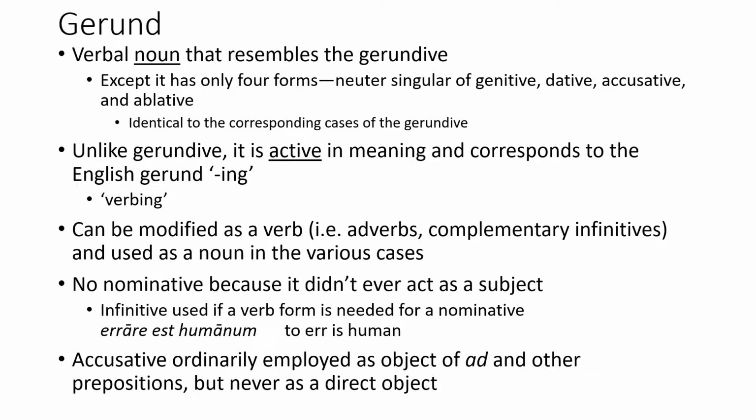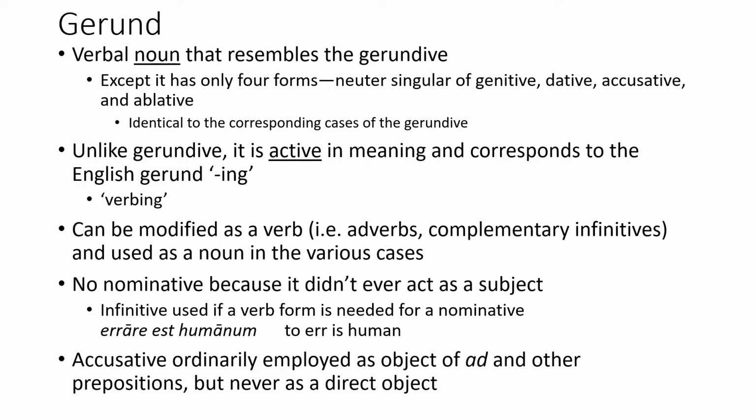It can be modified as a verb with adverbs, complementary infinitives, direct objects, etc., and used as a noun in the various cases. It has no nominative, and the gerund is never used as a subject. If a Latin author wanted to speak about a verb in the nominative, they used the infinitive. This is seen in the example sentence, errare est humanum, where the present active infinitive errare is acting as the subject of the verb est. To err is human.